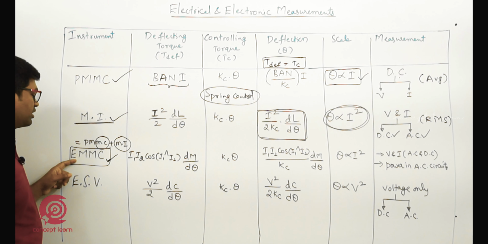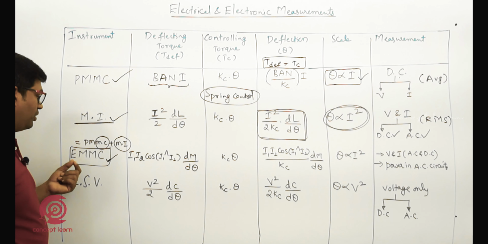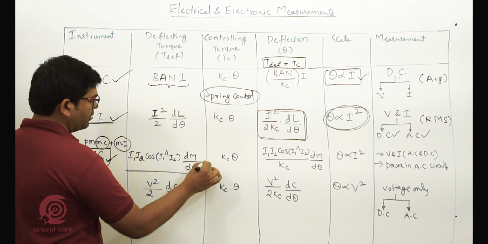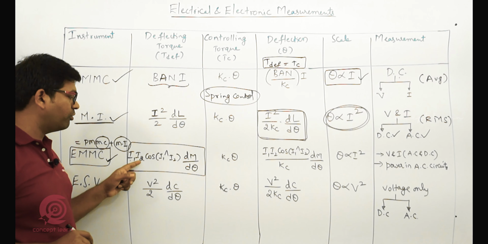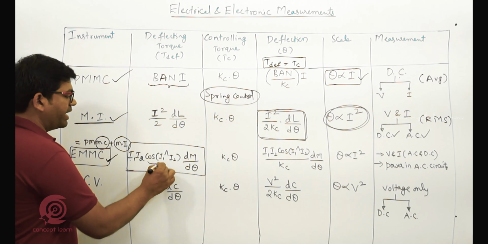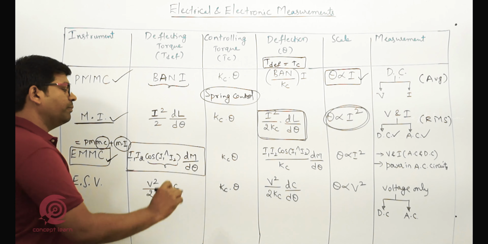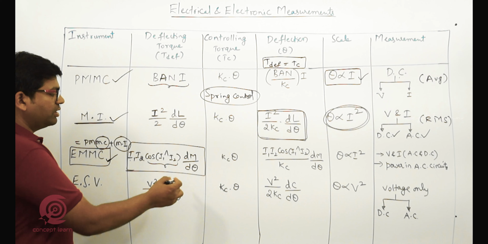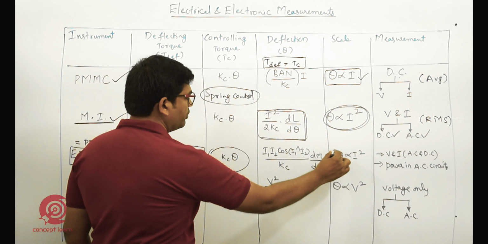What is the full form here? Electromagnet moving coil instrument you can call, or electrodynamic type moving coil instrument, or electrodynamic type instrument. So what is the result for deflecting torque? It is I1 I2 cosine of the phase angle difference between the two currents into dM by d theta. I1 is the current flowing through the fixed coil and I2 is the current flowing through the moving coil. What is dM by d theta? The change of mutual inductance with respect to deflection. This is the result. Again, we use the same spring control method, and when you equate, we get the deflection.